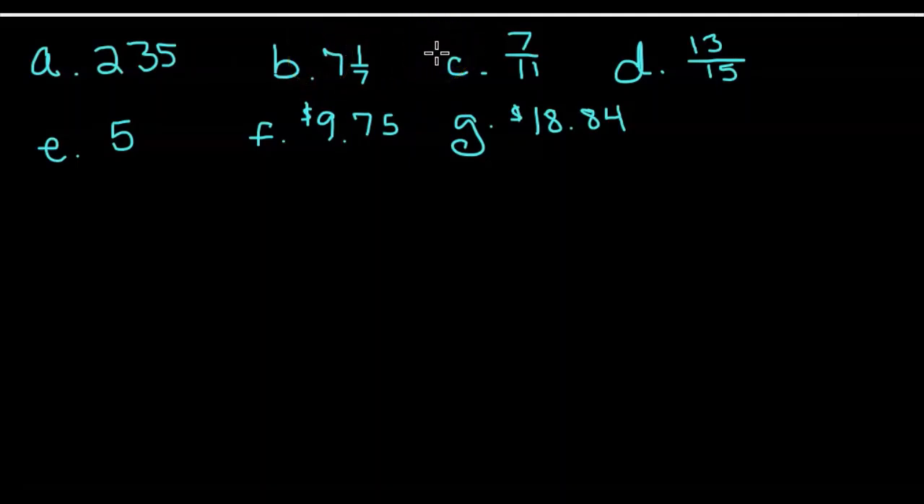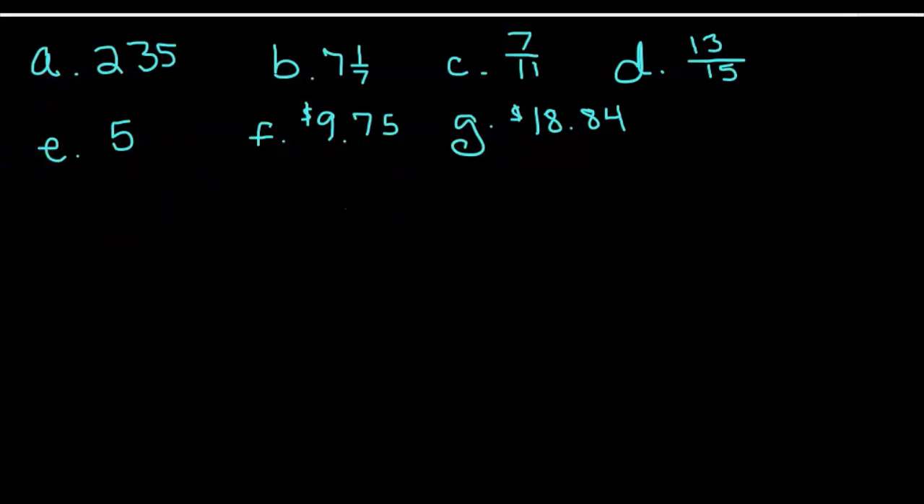C, on those, they already had like denominators. So you are just subtracting the numerators. So you should have gotten 7/11. D, so again, you had like denominators. This time you were just adding the numerators. So you should have gotten 13/15.